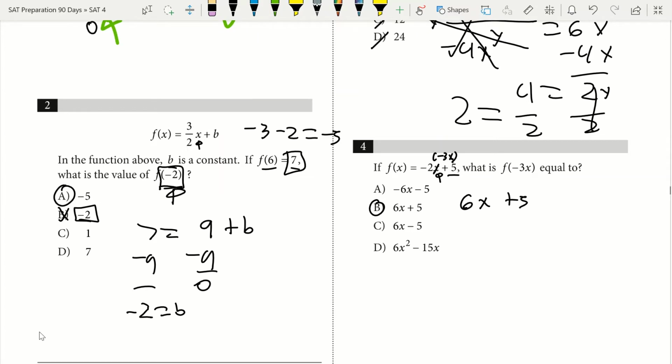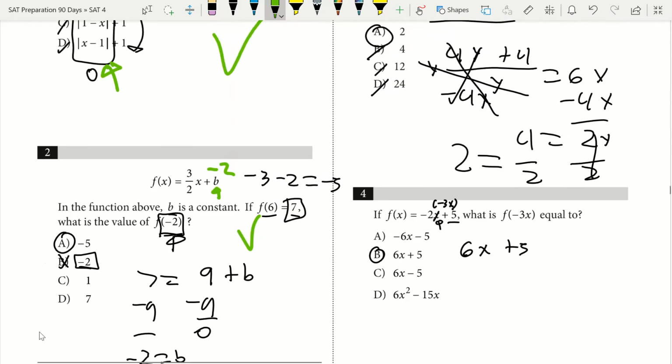Number 2. Go down here. I'll erase this so I can see it better. I'm told f of 6 equals 7. Plug a 6 in here. 3 over 2 times 6 is going to give me a 9. 9 plus b has got to equal 7, so b is going to have to be minus 2. I'm asked for the value of f of negative 2. Negative 2 times 3 over 2 gives me negative 3. Negative 3 minus 2 is negative 5. That one's checked. Okay, now I've got number 3.